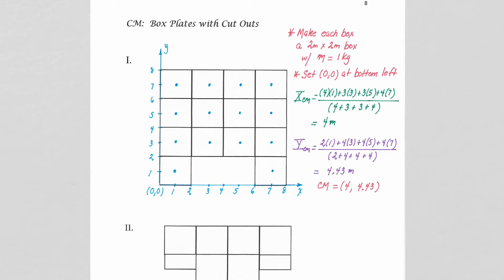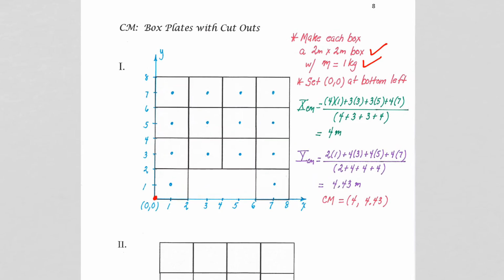So go back to thinking of each box that makes up this 8 by 8 plate as being made up of a 2 meter by 2 meter box with 1 kilogram. Again, we want to keep everything in kind of a unit form. And I'm going to set 0, 0 down here at the bottom left. And then I'm just going to calculate the center of mass of the system.